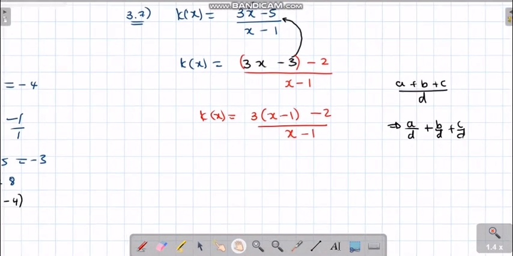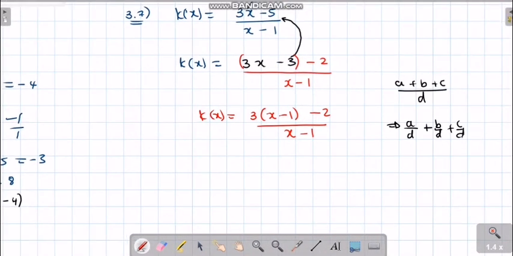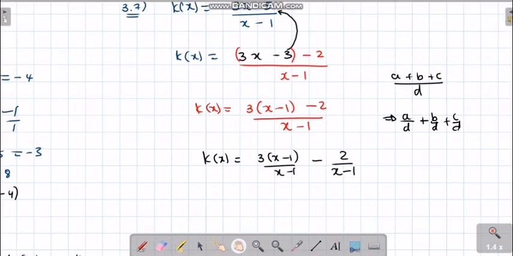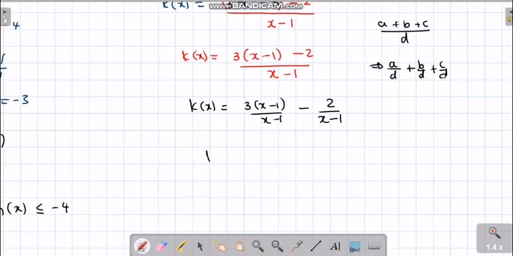Okay, so now let's check. How many terms do we have in our numerator? We have 2 terms. So each and every term must be divided by what? By x minus 1. So I'll have 3 into x minus 1 all over x minus 1, minus 2 all over x minus 1. Okay, so now our k of x will be equal to, this will cancel that, and then we'll have 3 minus 2 over x minus 1.